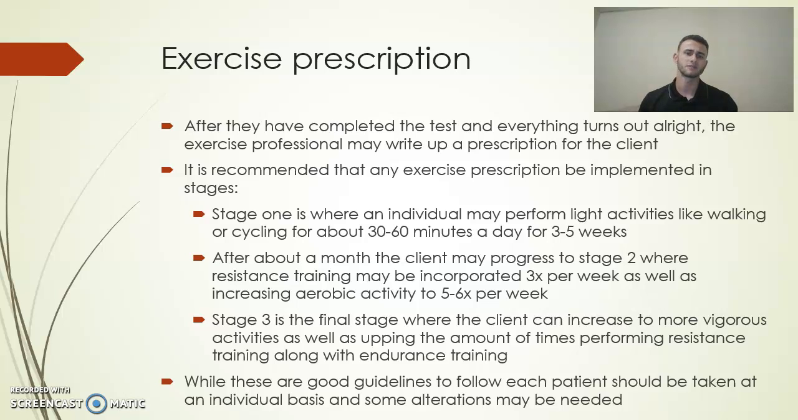After about a month, though, the client may progress to stage 2, where resistance training can be incorporated about 3 times per week, as well as increasing the aerobic activity to about 5 or 6 times per week, while also increasing intensity. Again, after about another month of this, stage 3 would be the final stage where the client can increase to more vigorous activities, as well as upping the amount of resistance training along with endurance training.